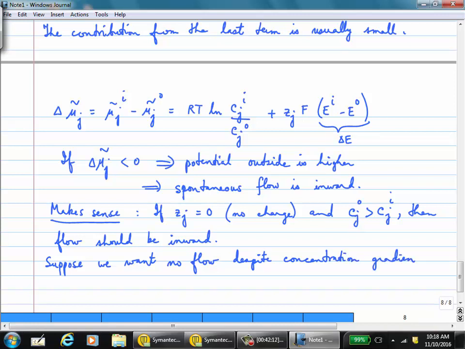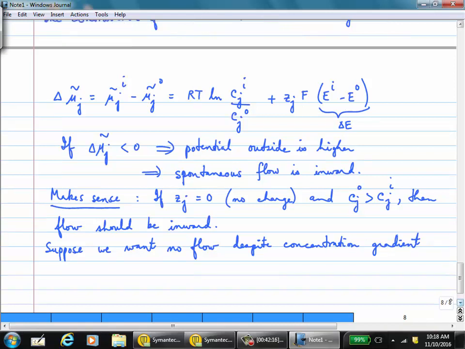If you don't want any flow, the difference in electrochemical potential has got to be 0 across the membrane. So by applying an electric field, you can make the electrochemical potential difference between the inside and outside 0. So what is the size of the electric field that you're going to need to apply, or how much voltage do you have to apply?